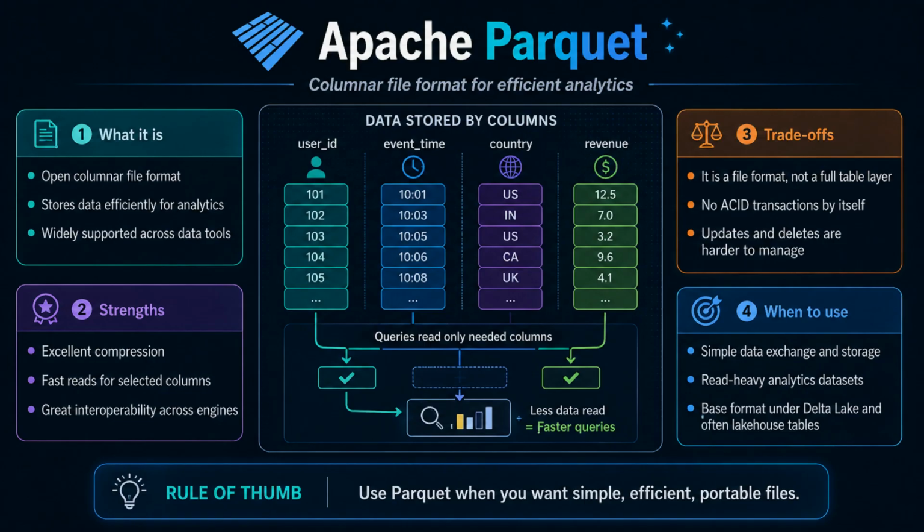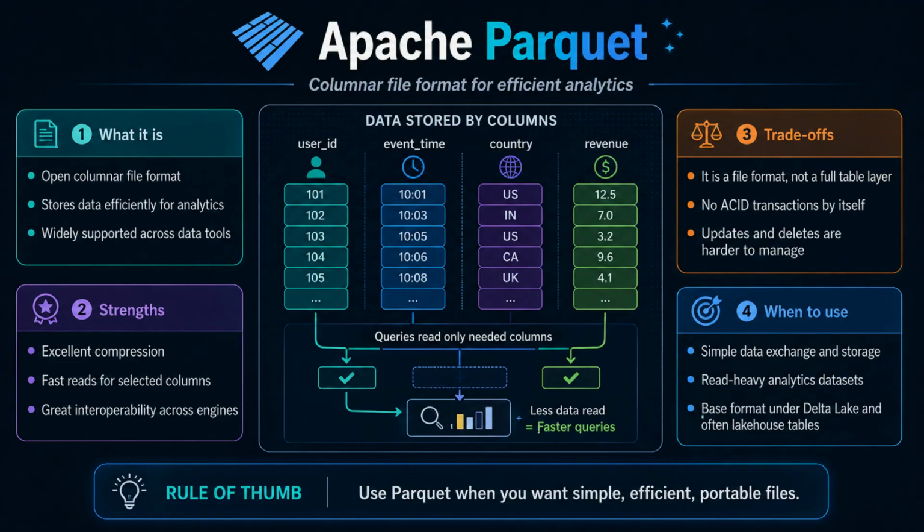Imagine your query only needs the country and revenue columns. With a columnar format, the engine can read only those needed columns instead of scanning everything. That means less data read from storage, better compression, and faster queries. This is why Parquet is widely used in data lakes and lakehouse architectures. It is efficient, it is portable, and it is supported by many tools and engines, including Spark, Hive, Trino, Presto, Flink, DuckDB, and many others. Parquet is excellent when you need simple data exchange and storage. It is also great for read-heavy analytical datasets.